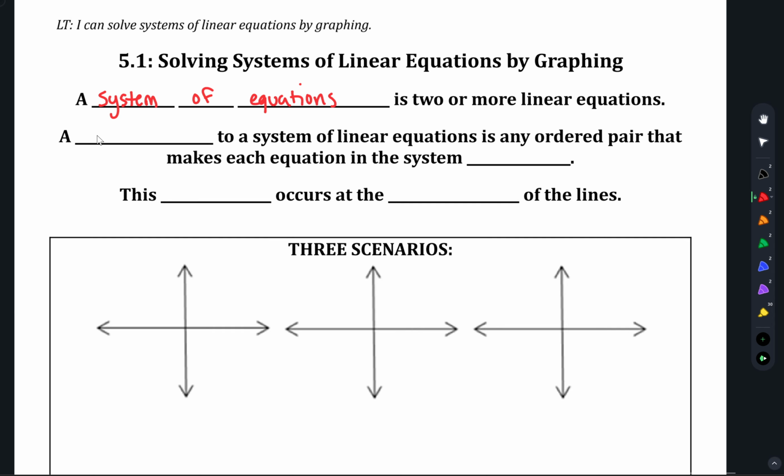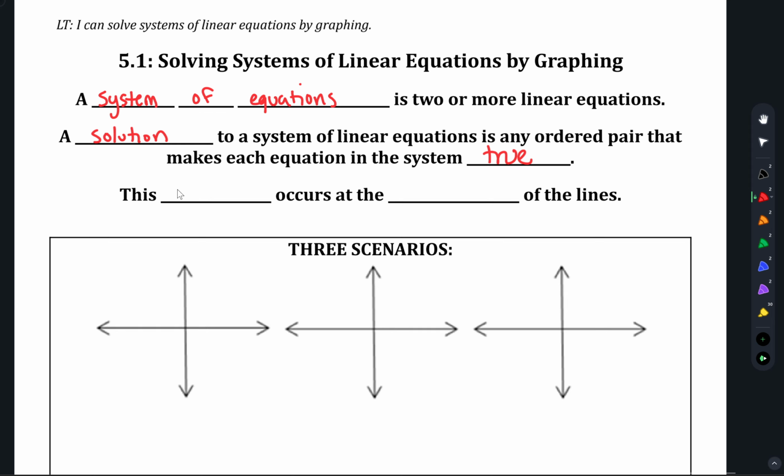We are going to talk about the solutions. A solution to a system of linear equations is any ordered pair that makes each equation in the system true. So basically, if I take any point, an ordered pair, I plug it in for x and for y, it should make every single equation true. That means it is a solution. Hopefully, you saw when you were doing your graphs that the solutions we were finding were where those two graphs crossed, because at that point, both of the graphs overlap at that one point.